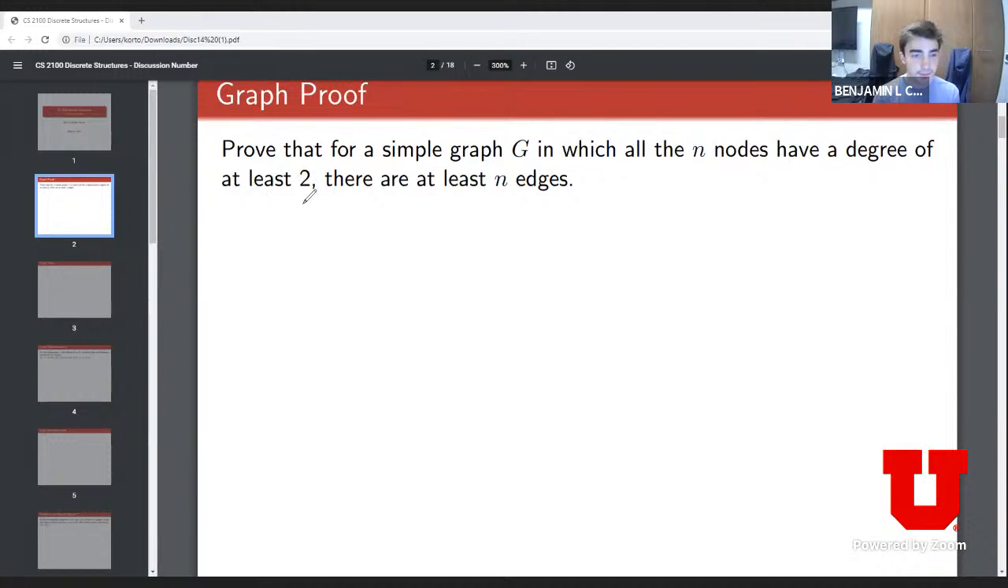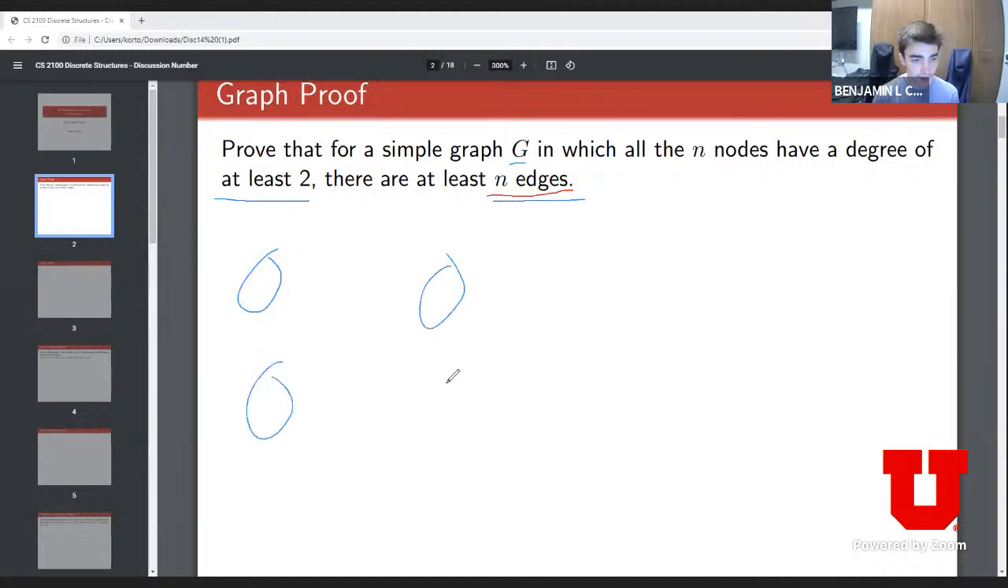All right. So let's talk about this problem. We have a simple graph G. All nodes have degree of at least 2, and we want to prove that there's at least n edges. So this is what we want to prove, and all this other stuff is what we know. So let's first talk about what we know.